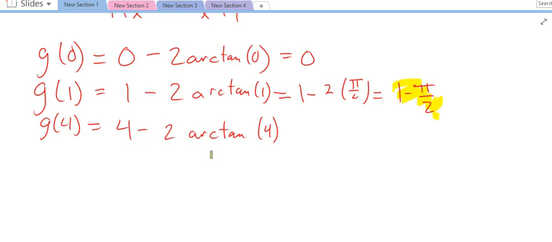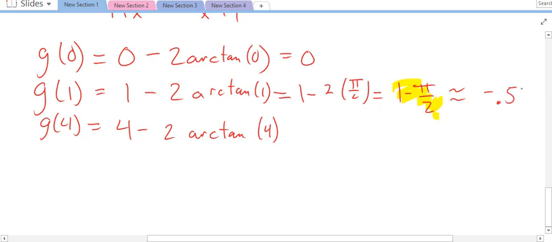If you're not happy with that analysis, you are welcome to get out a calculator, but it is a useful thing to be able to work with these numbers this way and have some sort of number sense for numbers involving pi and tangents and things like this. So if I go ahead and plug this into a calculator, this is about negative 0.57. And if I do the same thing with arctangent, this is about 1.35.